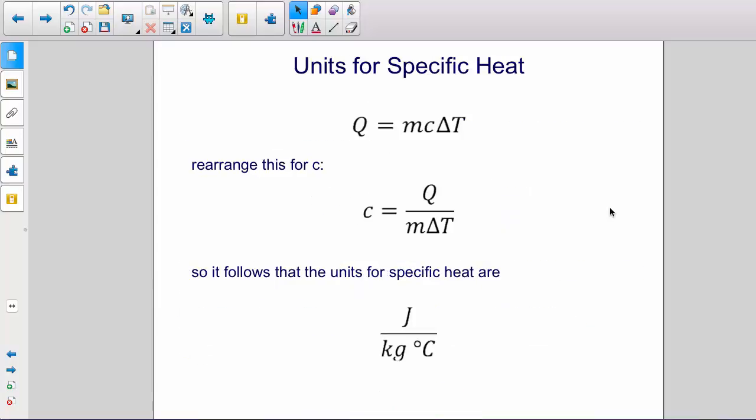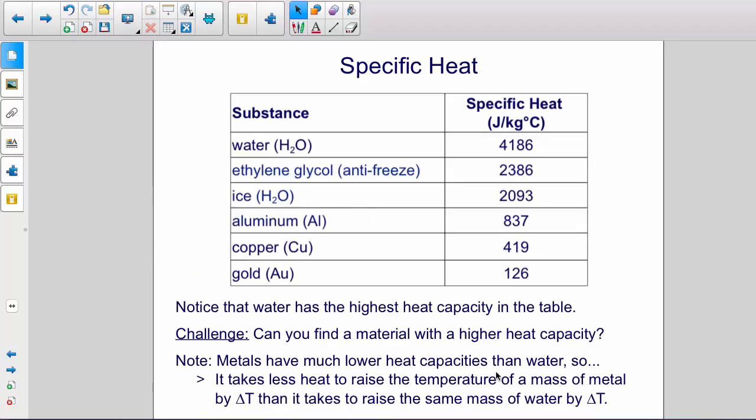Let's try to work out the units for specific heat. If we start with our equation, Q equals mc delta T, we can rearrange it for C, and we have Q over m delta T. Well, if we substitute the units for each of these variables, we get joules divided by kilograms times degrees Celsius. Joules per kilogram degrees Celsius. That's the unit for specific heat.